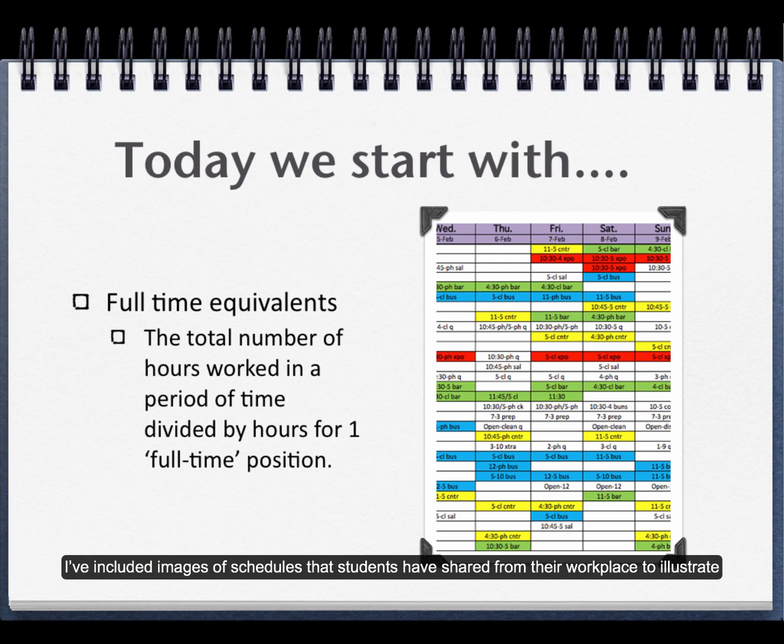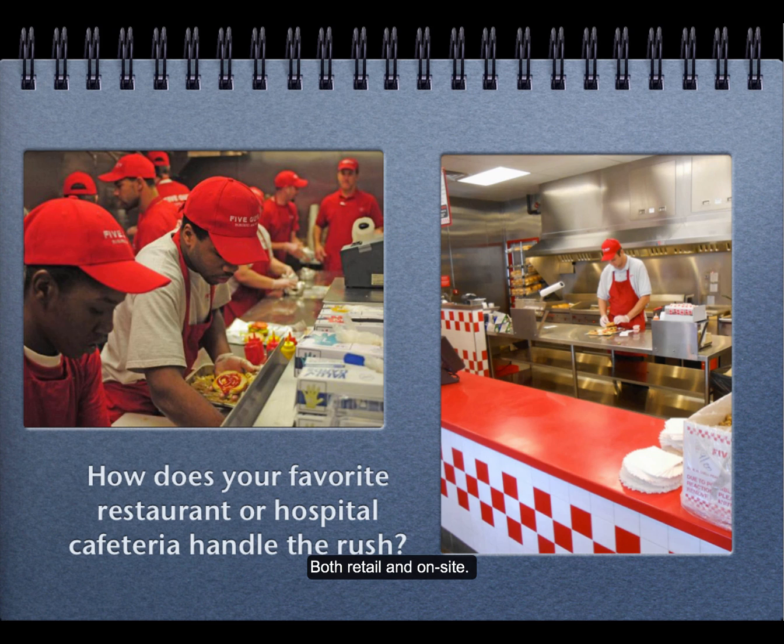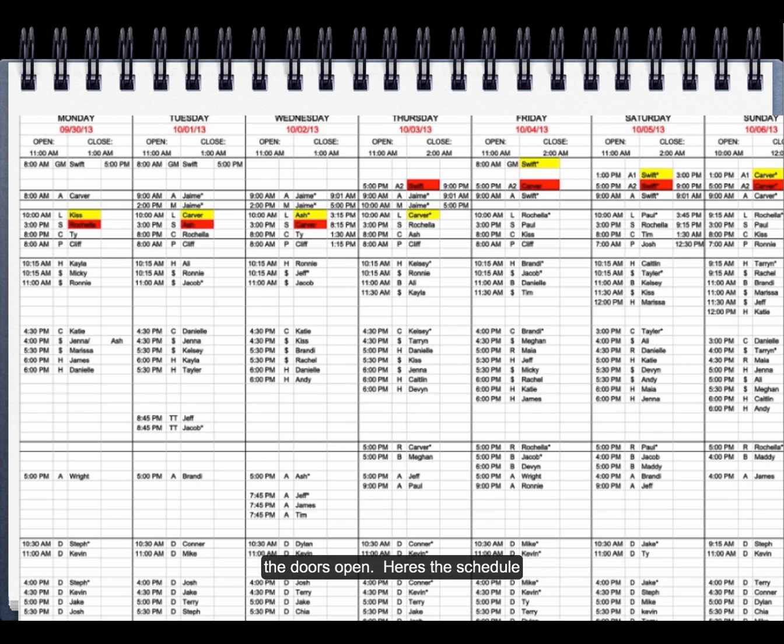I've included images of schedules that students have shared from their workplace to illustrate the variety of shifts commonly scheduled in food service operations, both retail and on-site. The food service industry in particular sees significant changes in volume on most days associated with the times when most consumers prefer to eat breakfast, lunch, or dinner. You can see images here from my favorite choice for a hamburger, Five Guys, that illustrate staffing needs during the peak meal period and then perhaps mid-afternoon or even in the morning before the doors open.